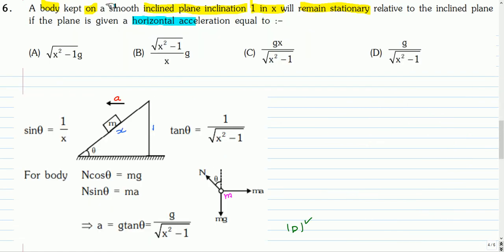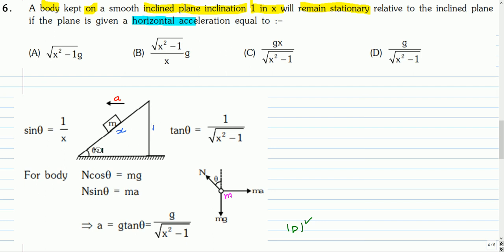A body kept on a smooth inclined plane of inclination 1 in x will remain stationary relative to the inclined plane if the plane is given a horizontal acceleration equal to? So this is an inclined plane. Inclination is 1 in x. So to climb a height of 1, we have to travel a distance of x. That is the meaning of inclination of 1 in x.